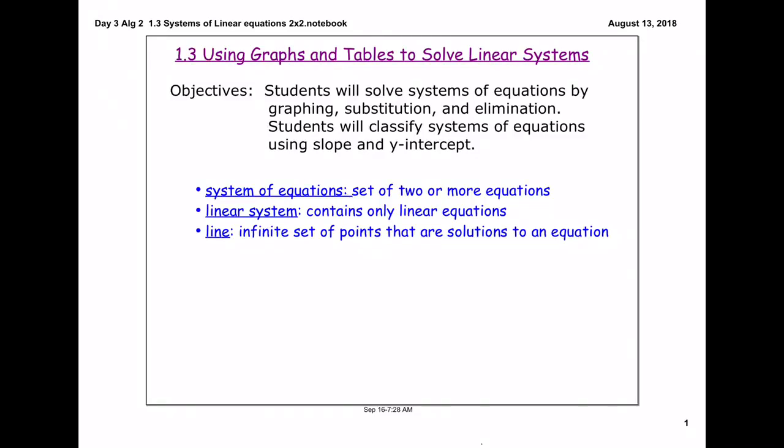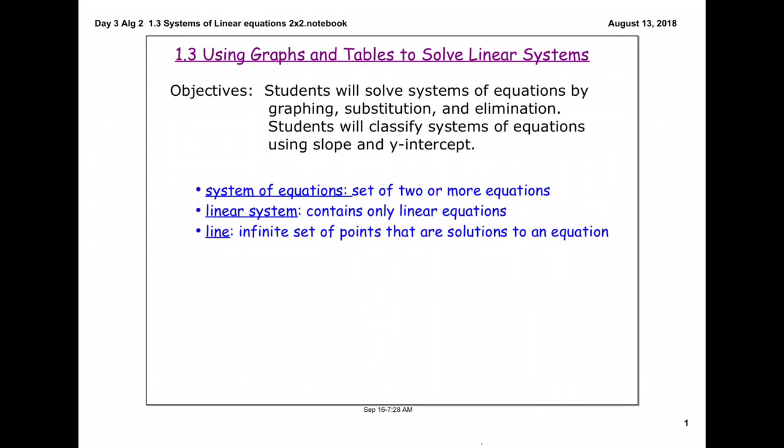Day 3, using graphs and tables to solve linear systems. Our objective today, we will be able to solve systems of equations using the three methods: graphing, substitution, and elimination. We will also classify these systems of equations using slope and y-intercepts.